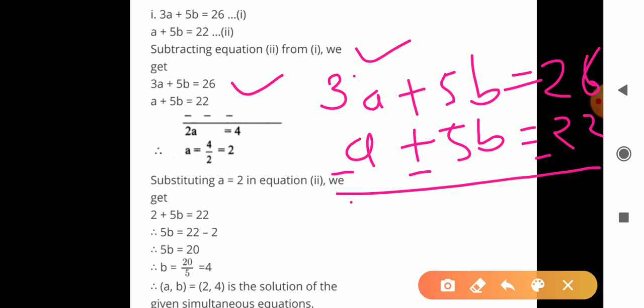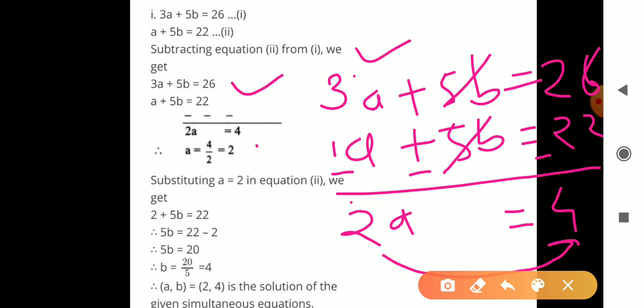Now 3a and minus a, that is a has coefficient 1 here, so 3a minus 1a becomes 2a, and 5b and this minus 5b get cancelled. So 2a equal to, now 26 minus 22, answer becomes 4, so 2a equal to 4. Now this 2 becomes divided to 4, so a equal to 4 upon 2, and 4 divided by 2, answer becomes 2. So we get the value of a, that is a equal to 2.